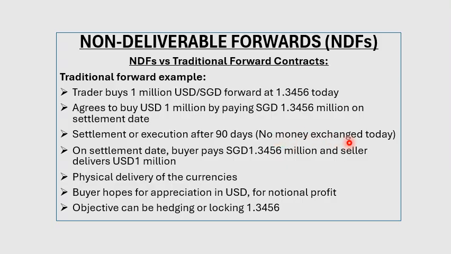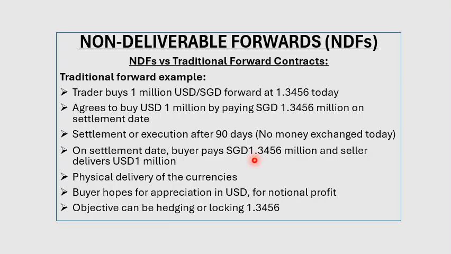The spot rate on the settlement date is not relevant. No money is exchanged today on the date of signing of the forward contract. However, on the settlement date, the buyer will actually pay Singapore dollars 1.3456 million, and the seller will deliver USD 1 million to close the contract by physical delivery of the currencies. The buyer will have USD 1 million in his bank account, and the seller will receive Singapore dollars 1.3456 million.